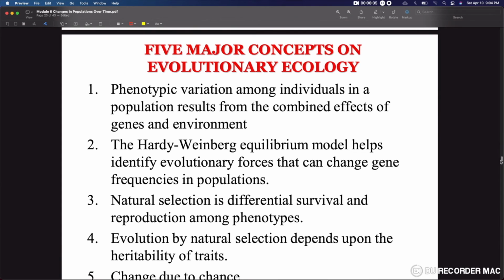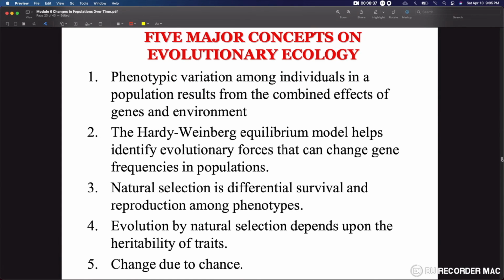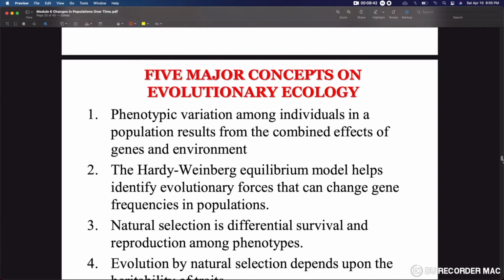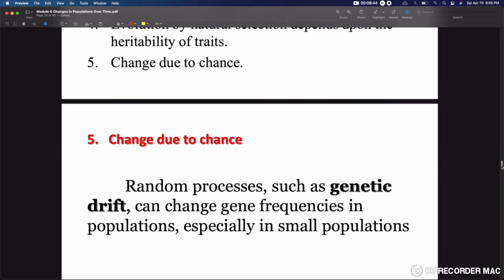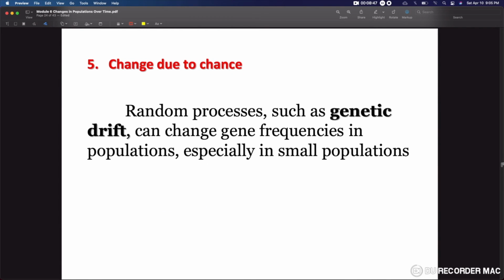So, that's your 4 major concepts of evolutionary ecology. Now, for the last one, we have change due to chance. So this is the clincher. This is the most important one, change due to chance. Because I will say this to you now, chance in biology, in our life, is super important. These random processes are super important in predicting those changes in genetic frequencies.